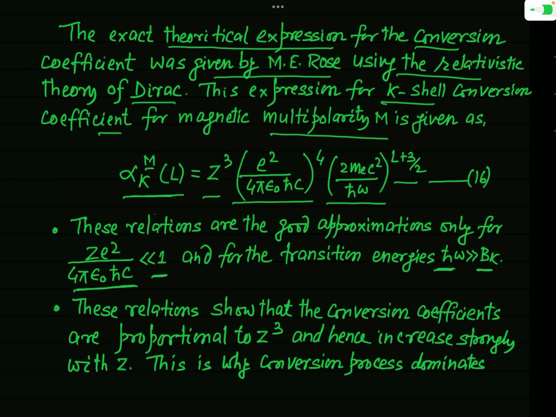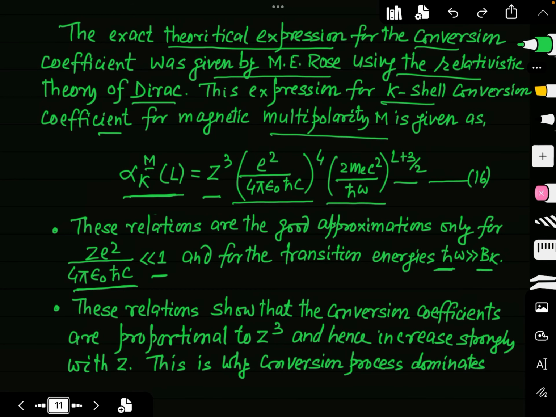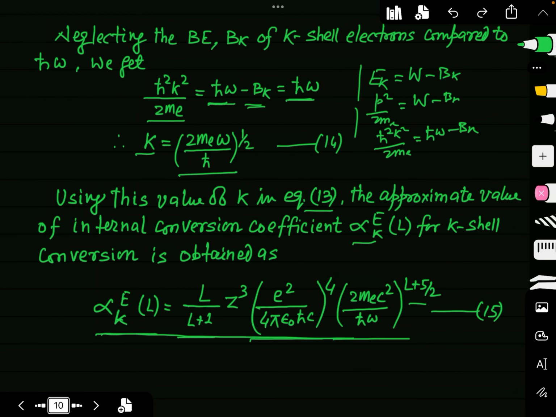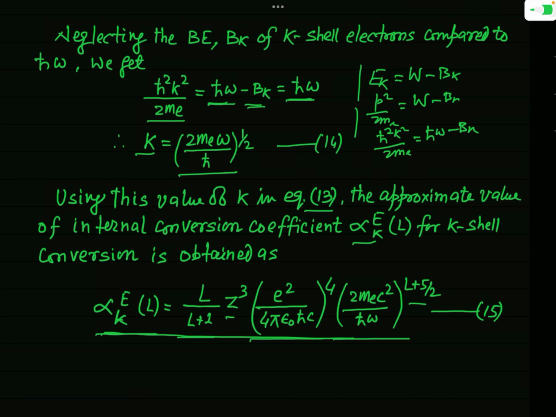Now, from both results you can see that α_KM is proportional to Z³, and you can also see that α_KE is also proportional to Z³.